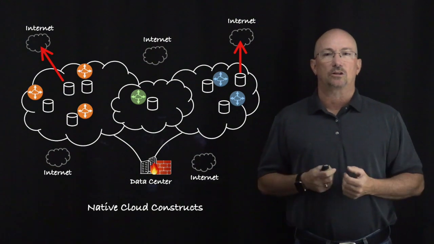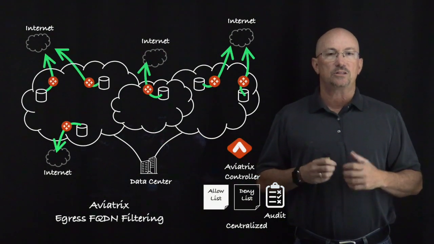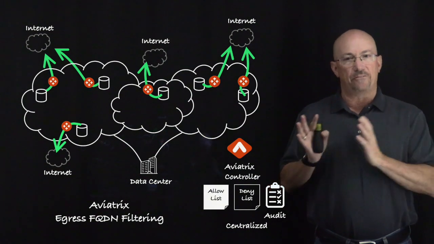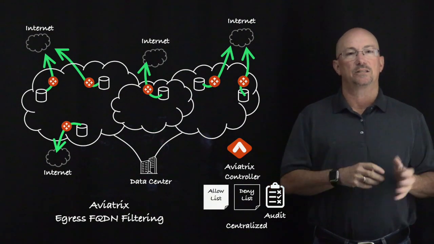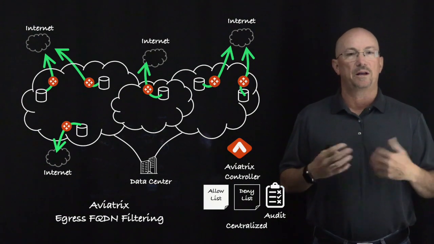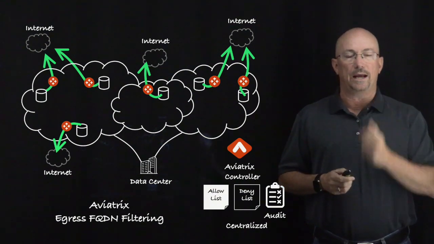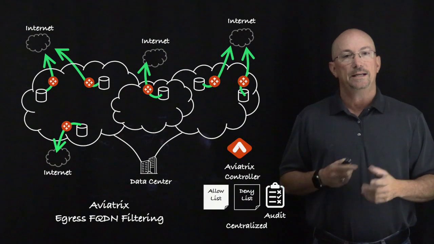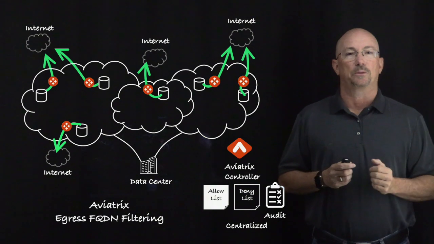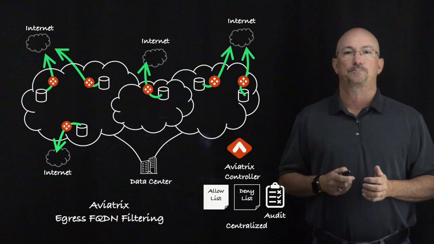So the solution we'd like to talk to you about today is Aviatrix Egress FQDN Filtering. This is a really simple solution that allows you to have central control and manage the allow and the deny lists and the auditing all from a central controller point of view. This allows you, when you spin up an application in the cloud, to have that forced through a gateway that's going to do the filtering and apply the policies that are necessary. If those policies ever need to change, you can simply change them at the central location, and it distributes that change to all of the gateways.